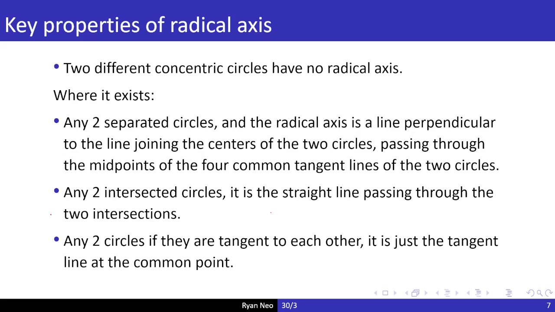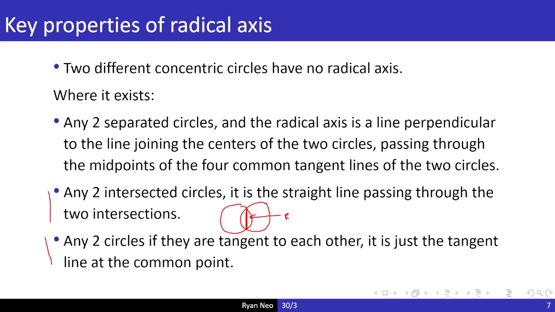So now we're looking at case 2, right? For any two intersected circles, this one is super simple to identify. If you have intersected circles, it is the straight line passing through the two intersections. So it's literally a straight line passing through the two intersections. This one. This is the radical axis. Okay. Now the last one.